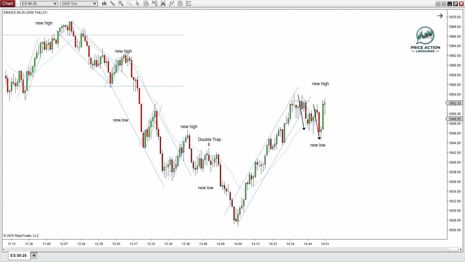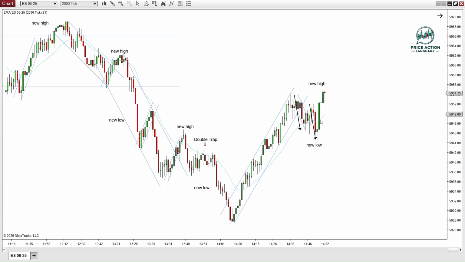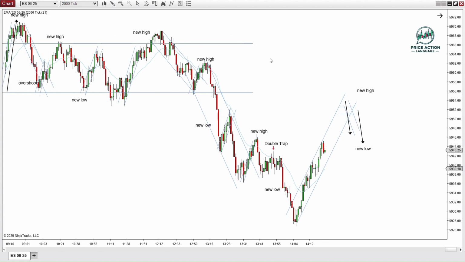And sure enough, we get the push above the EMA. So can we get some higher low here? And we don't get the higher low, but we push straight higher and create the new high for the uptrend. So yeah, guys, this was a great trading day, very predictable price action. We'll go through it here in summary.